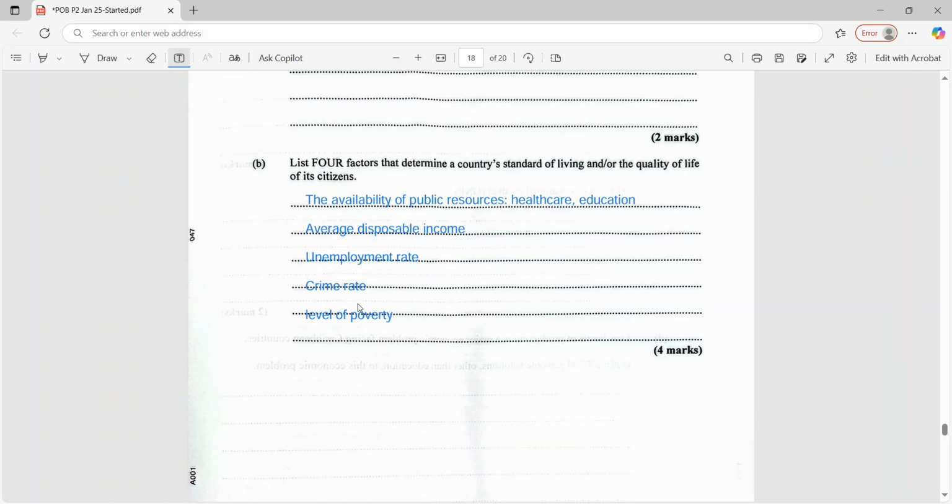So I listed 5. The availability of public resources. So do we have healthcare? Is it free? Do we have education? Is it free? Right? Do we have transportation? Is it affordable? Average disposable income. So how much money do we have after we have bought all the necessary items or basic needs for the month? Do we have money available? Unemployment rate. How many persons are unemployed? Crime rate and level of poverty. Those will affect our standard of living.